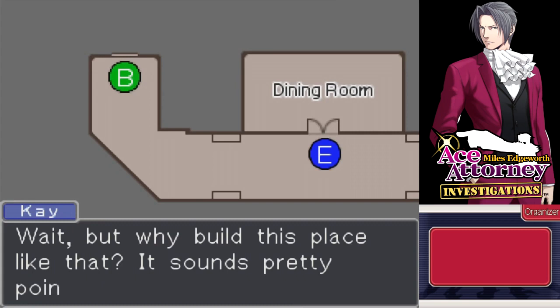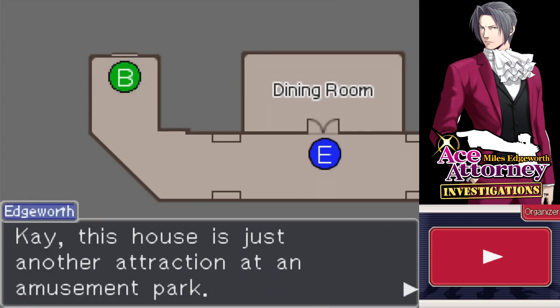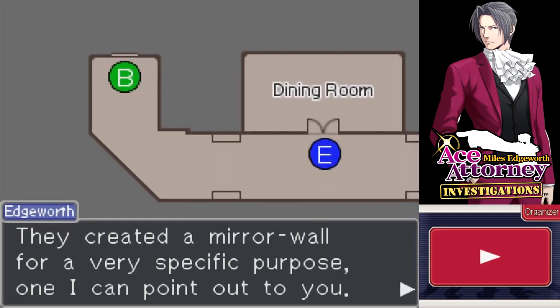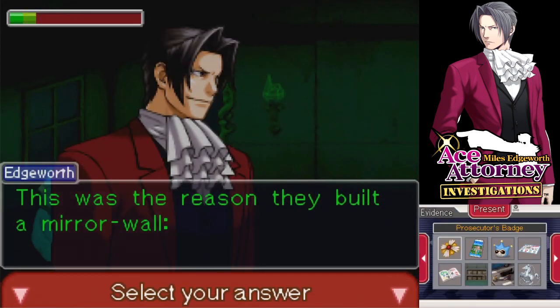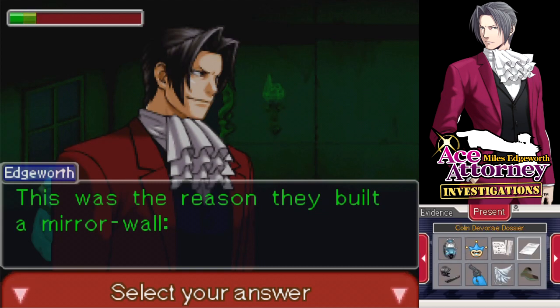Wait, but why build this place like that? Sounds pretty pointless to me. Okay, this house is just another attraction in an amusement park. They created a mirror wall for a very specific purpose. Mirror wall! No! To destroy all of your monsters on your side of the field when you attack. No! Mirror wall! This is the reason they built a mirror wall. Trap card. Why did they build a mirror wall?